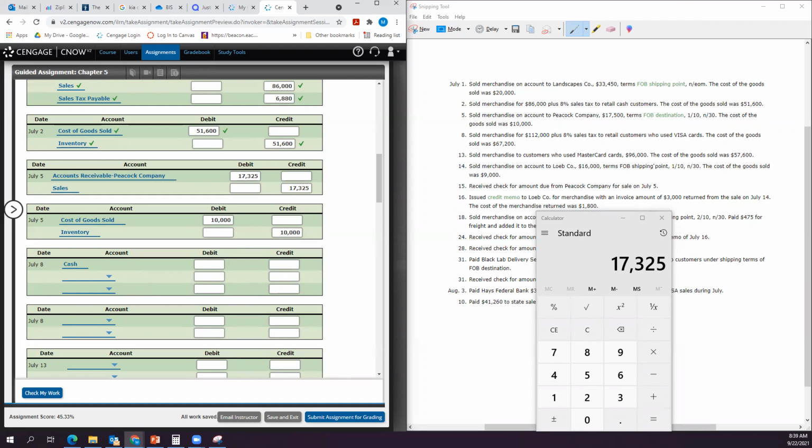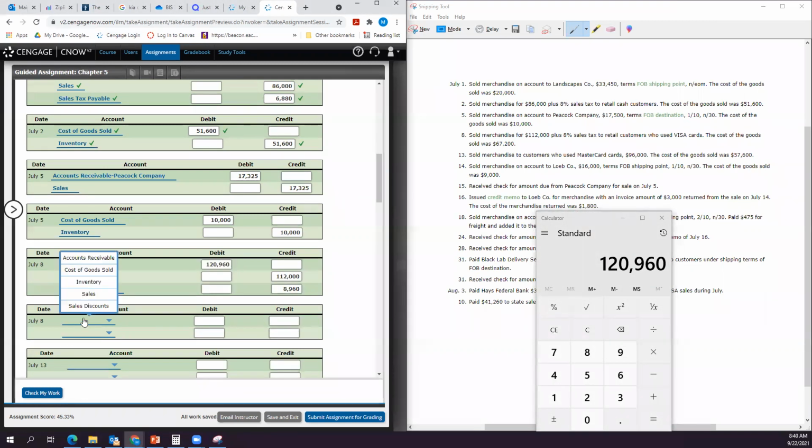So July 8th, 112,000 plus 8% sales tax. So we're gonna have cash, we're gonna have sales revenue, and we're gonna have sales tax payable. Our sales will be 112,000. And our sales tax payable, 112,000 times 0.08, 8%, 8,960. And the total cash we received would be the 112,000 for the sales plus the 8,960 we collected for sales tax. So 120,960.